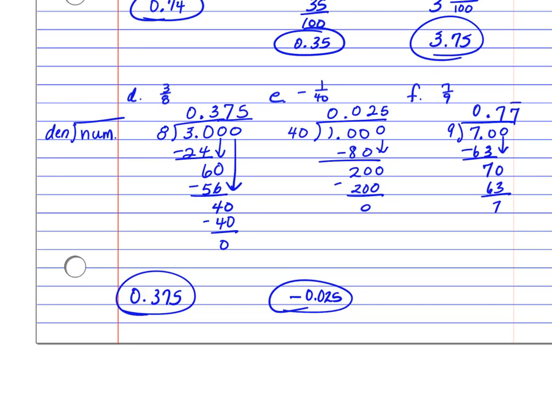So this answer would be 0.7 repeated. Notice that we only need one repeat, one 7, that's showing the repeat. We do not need to write 0.777 and then do the bar notation. Just leave it as 0.7 repeat.